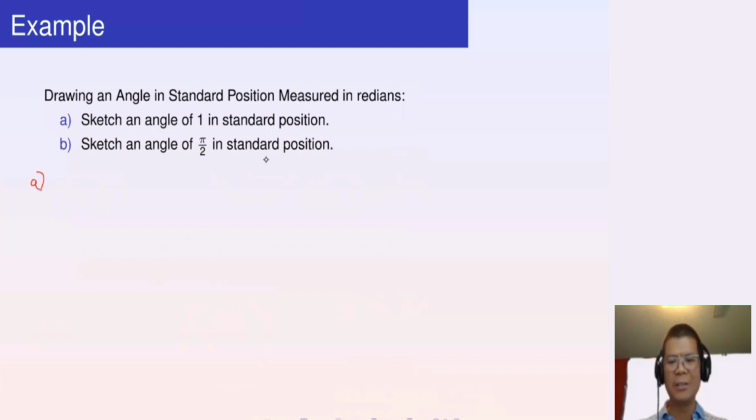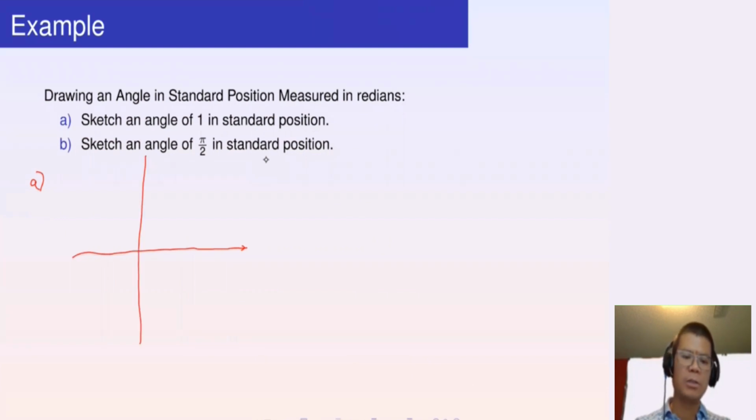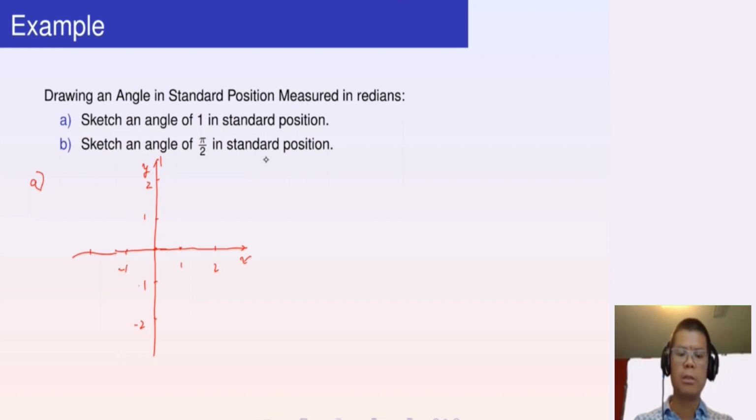Again, you have to be careful. For standard position, you need to start with XY coordinates. You just make a sketch of this XY. Here's X, here's Y. 1, 2, -1, -2, and 2, and -1, maybe -2. So this is the XY coordinate, and you want to draw an angle of 1. 1 is positive.